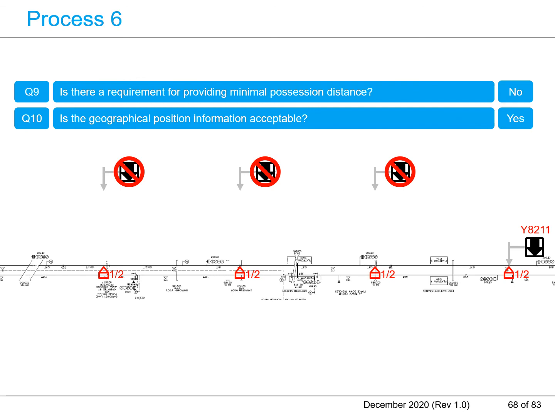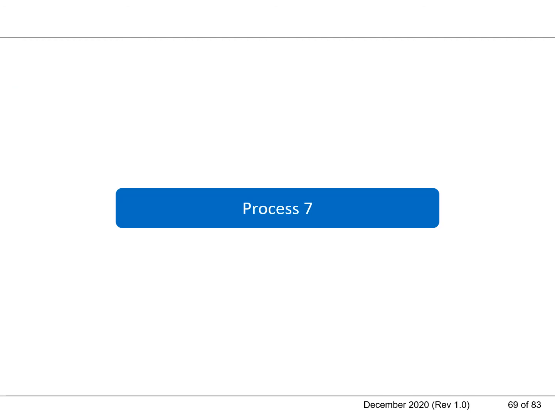This diagram shows the ETCS location markers are not required for the RSP of the plane line block section, when the answer is no for question 9 and yes for question 10 of the RSP marker selection process regarding the minimal possession distance and the geographical position information. Process 7 is for the remaining RSP and the EOA balice groups on the plane line beyond the RSP of the junction, established in Process 1.